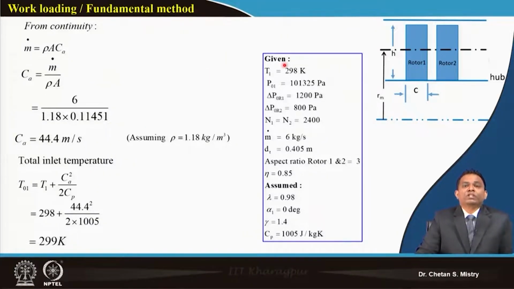Say the thermometer is giving me my atmospheric temperature as 298 Kelvin, that's nothing but my static temperature. So we can calculate our total temperature as T1 plus Ca square by 2 Cp, because we can assume the entry of the flow is axial, and that's the reason Ca and C1 are both the same. If you put in the numbers, my total entry temperature is 299 Kelvin. So now we know our axial velocity and our temperature.